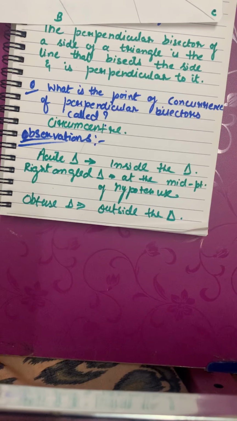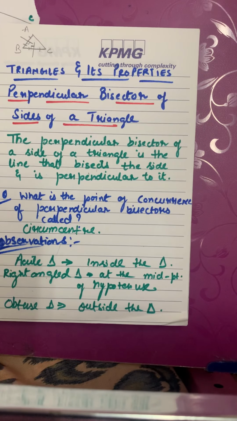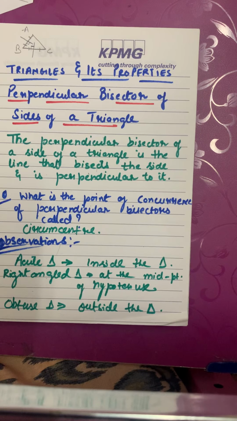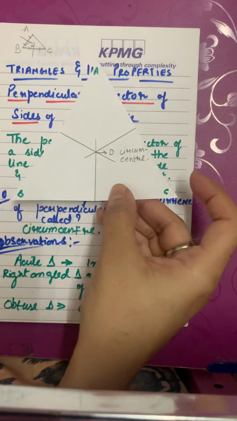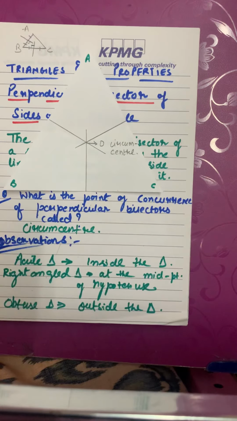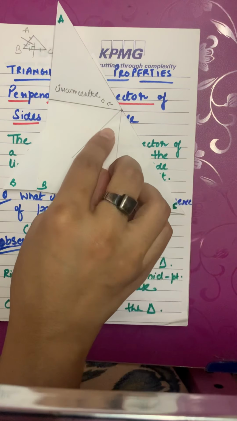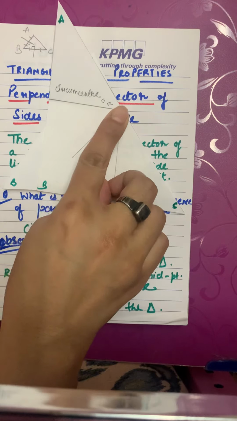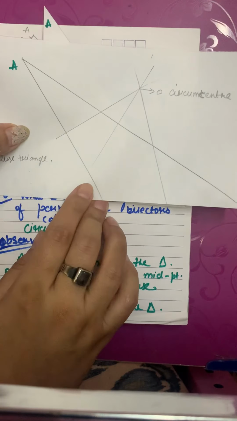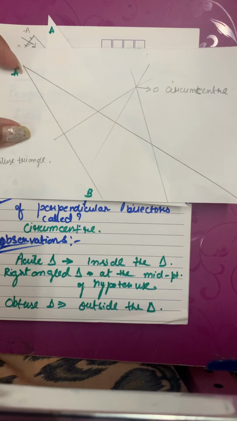So here we have seen how only by paper folding we were able to find out that in acute angle triangle the circumcenter lies in the interior of the triangle. In right angle triangle the circumcenter lies at the midpoint of the hypotenuse, and in the obtuse angle triangle the circumcenter lies outside the triangle.